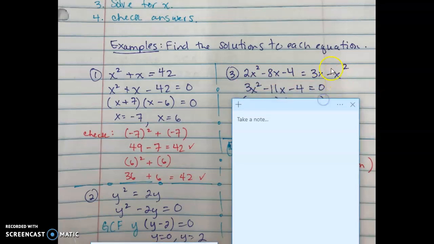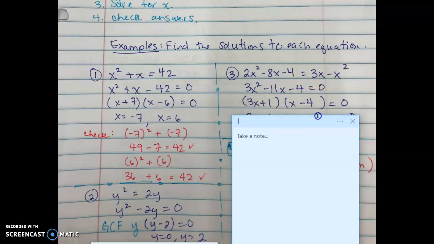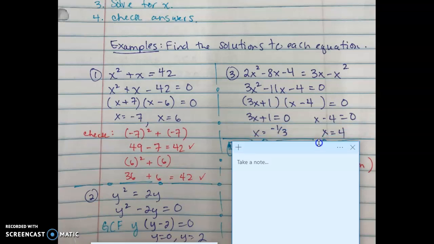So I'm going to add x squared to the left, which means I'm going to subtract 3x to the left as well. So 2x squared plus 1x squared is 3x squared. Negative 8x minus 3x is negative 11x. And then minus 4 equals 0. Now from here, you need to factor using your techniques on page 13. So whether you use the A times C method or the cross method or just trial and error, you'll end up with 3x plus 1 and x minus 4 in parentheses, which means x equals negative 1/3 is one of my answers, and x equals 4 is my second answer.